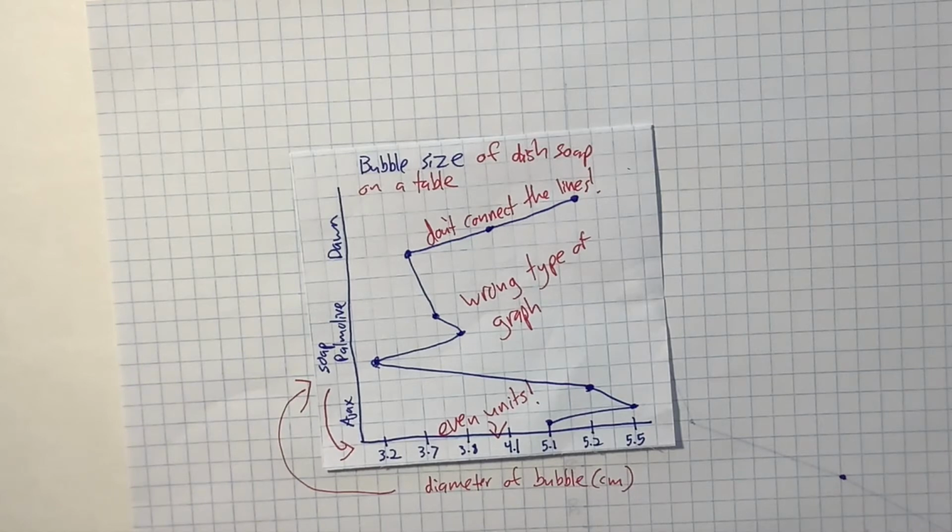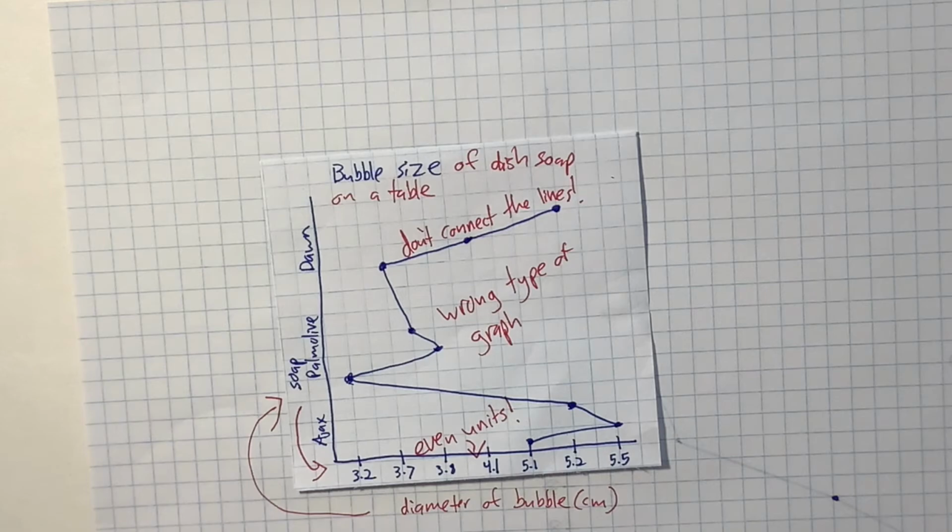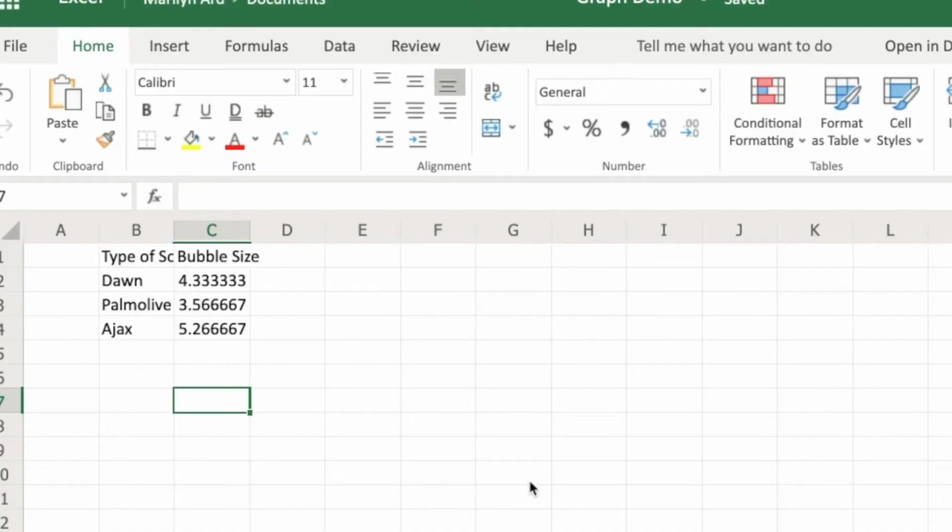There are a lot of things wrong with this, but that's okay. We go back and we fix it. Now they can redraw it or they can do it in Excel. So how would I better graph this type of data?